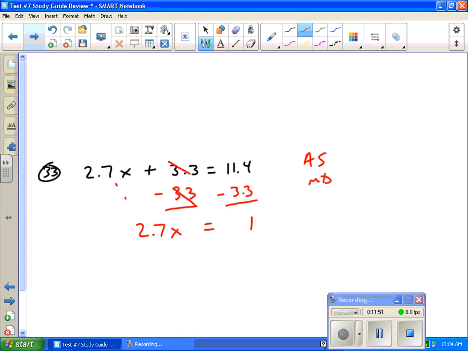4 minus 3 is 1. 11 minus 3 is 8. So you have 2.7x equals 8.1, or 2.7 times x equals 8.1. In order to undo multiply by 2.7, you divide by 2.7, they'll cancel. You divide the left by 2.7, you do the same thing to the right, and x equals 3.